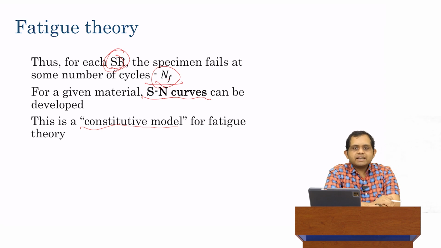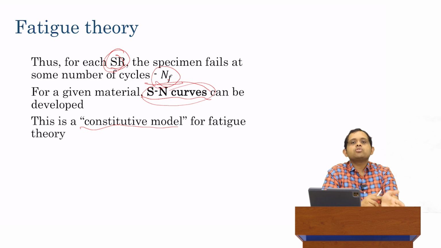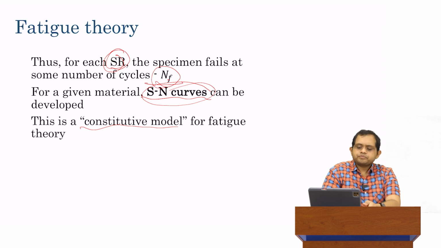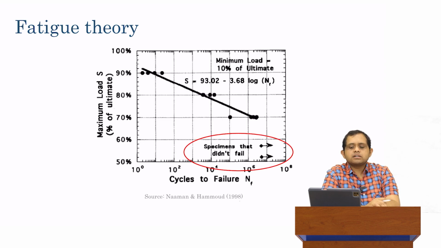When we say fatigue theory, we basically mean what is the SN curve? What are the number of cycles to failure for a given stress ratio? That's ultimately what we need out of the fatigue theory, out of this fatigue testing, which we will then use later for JPCP analysis. So what does an SN curve look like?